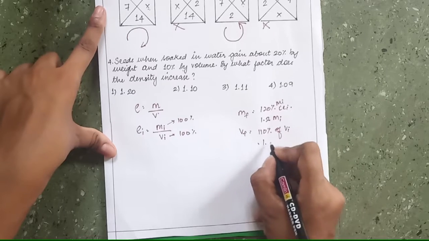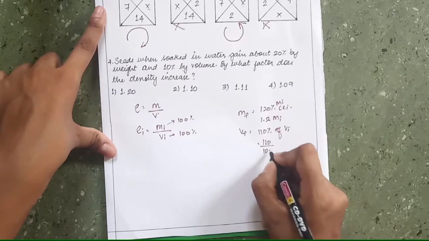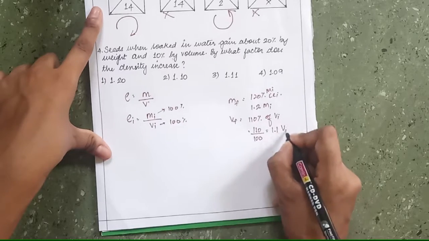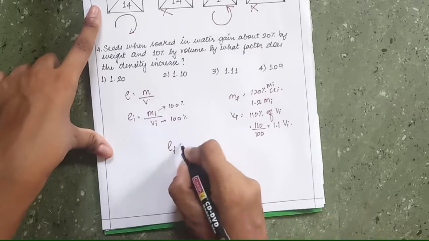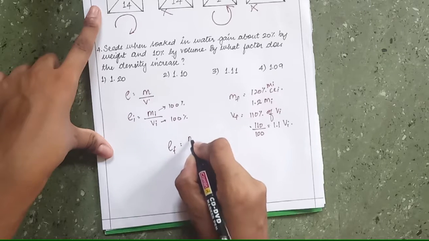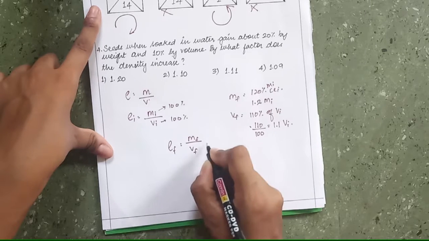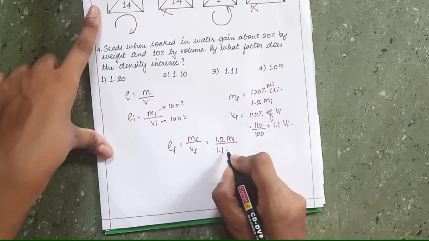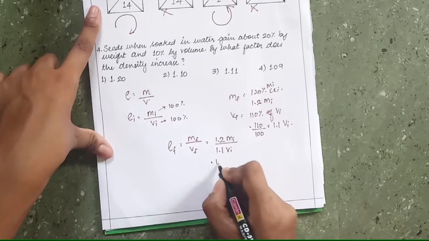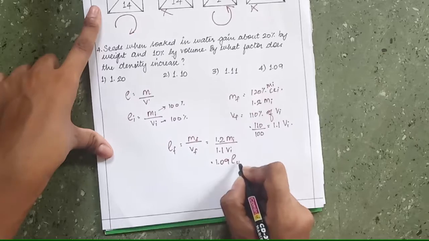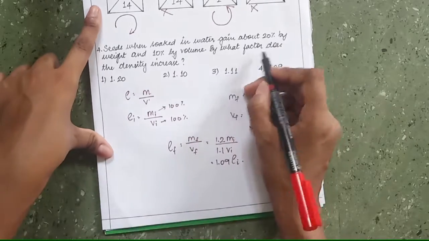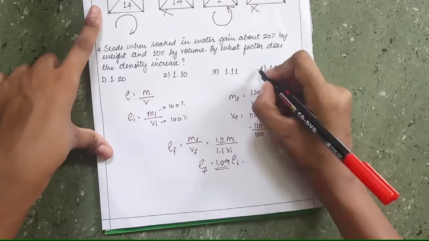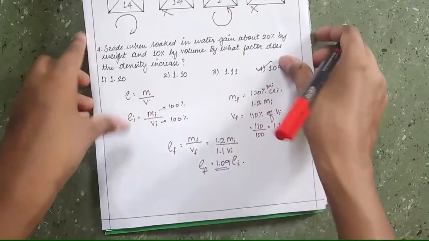That is 110 by 100, right? In terms of decimals, so this is going to be 1.1 times Vi. So density final is going to be Mf by Vf, which is 1.2 Mi by 1.1 Vi, which is 1.09 times the initial density. So the factor by which the density increases is 1.09. So option 4 is the correct option.